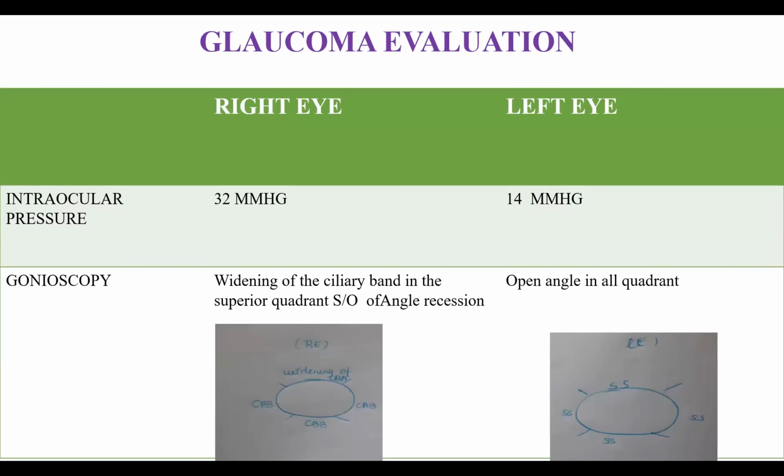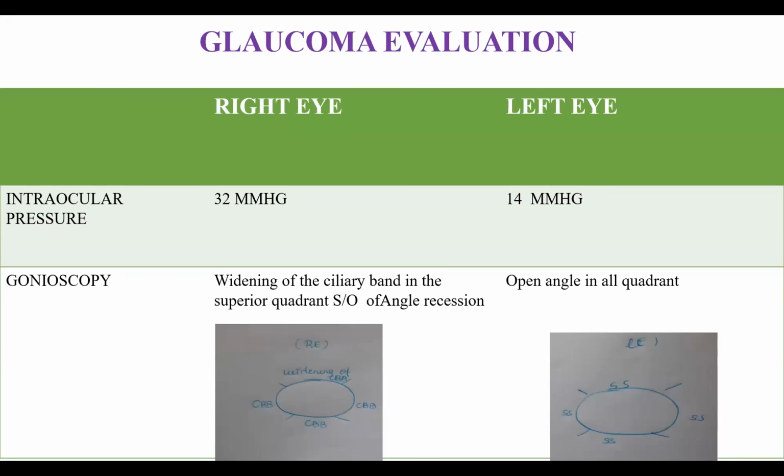Glaucoma evaluation: right eye intraocular pressure is 32 mmHg, and left eye 14 mmHg. On gonioscopy examination, there is a widening of the ciliary band in the superior quadrant, which is suggestive of angle recession.